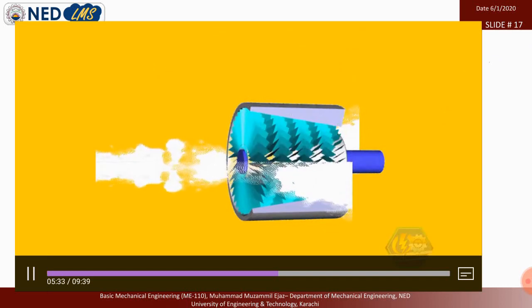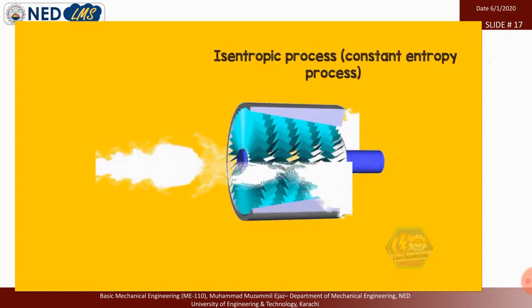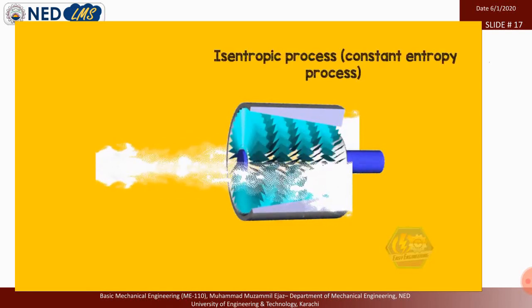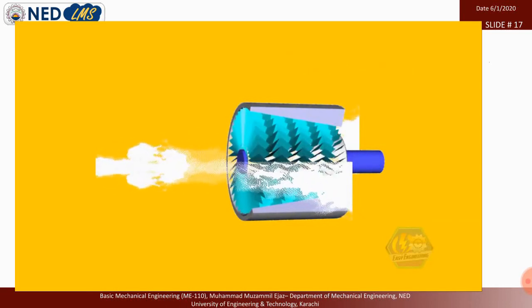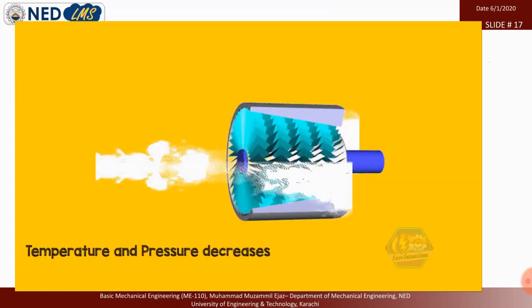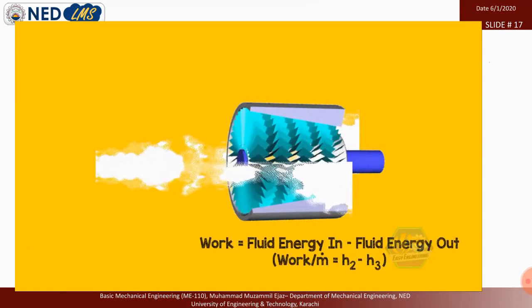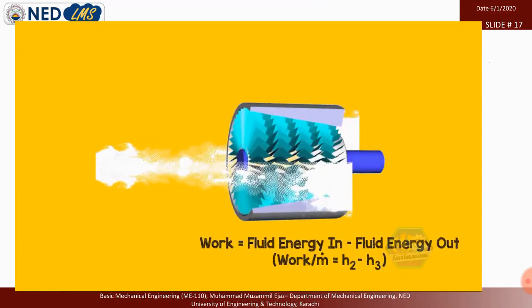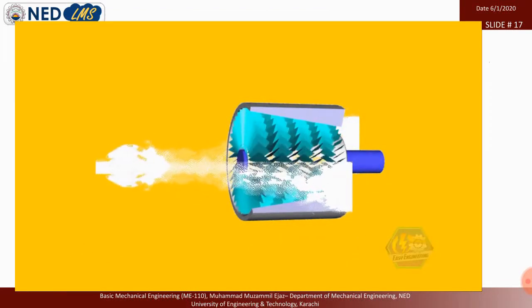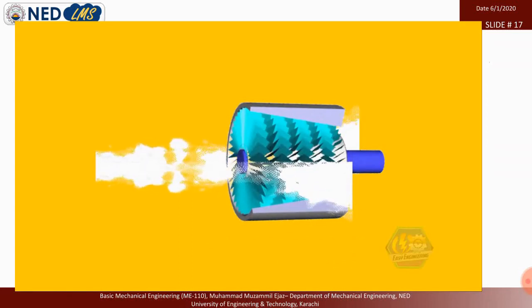Compared to the previous process, here, since we have an equipment that involves work, an isentropic process or constant entropy process is assumed. Yes, it is assumed because in the real world, there is no such thing as ideal. In this process, the temperature and pressure decrease. And the formula for the work is fluid energy in minus fluid energy out, or the enthalpy 2 minus enthalpy 3. Note that this equation is formed by using a mass and energy rate balance for a controlled volume at steady state, neglecting heat transfer with the surroundings.